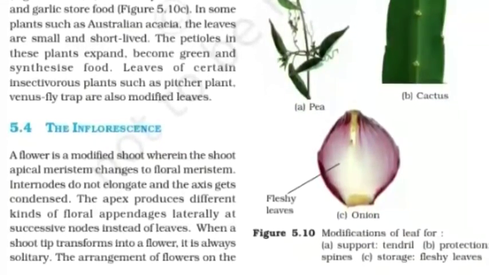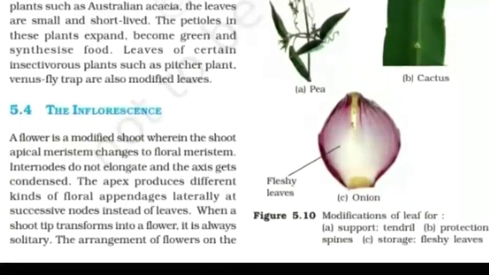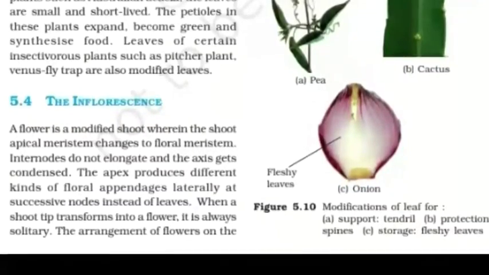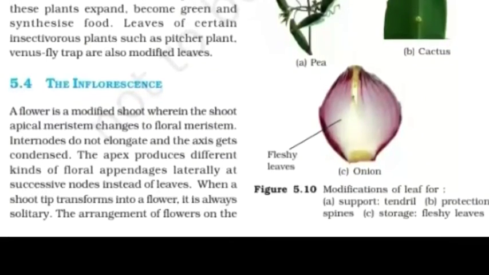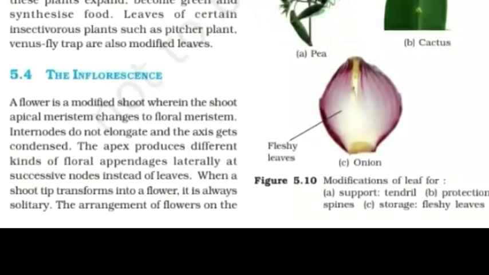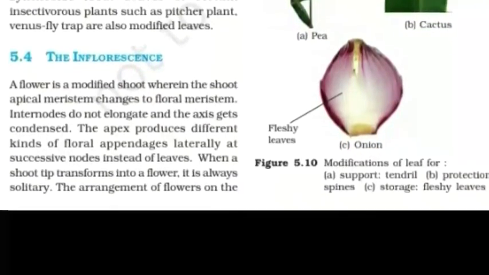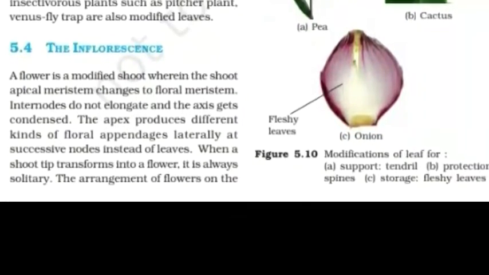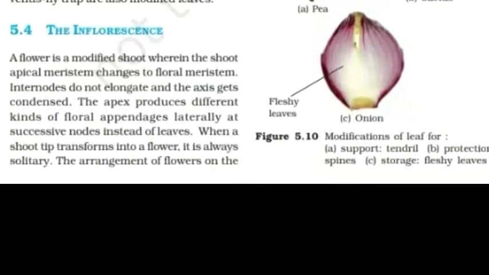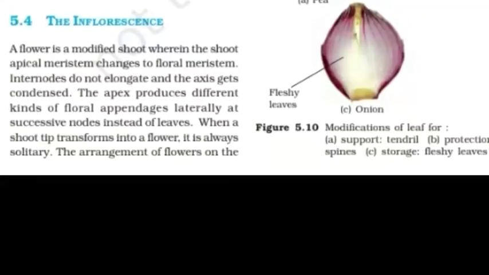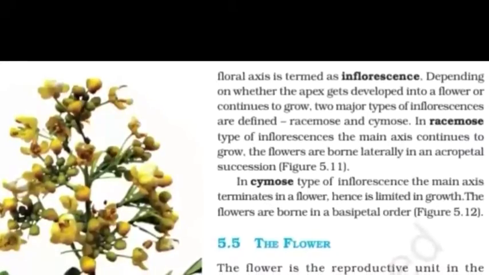The inflorescence. A flower is a modified shoot wherein the shoot apical meristem changes to floral meristem. Internodes do not elongate and the axis gets condensed. The apex produces different kinds of floral appendages laterally at successive nodes instead of leaves. When a shoot is transformed into a flower, it is always solitary. The arrangement of flowers on the floral axis is termed inflorescence.